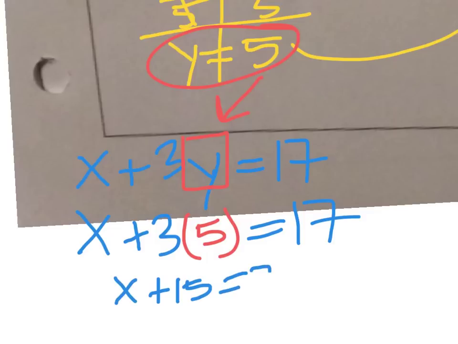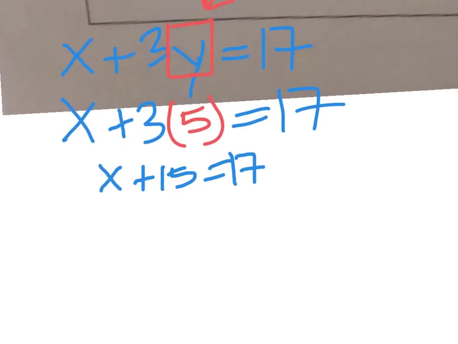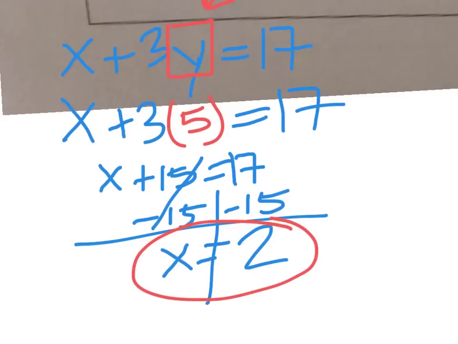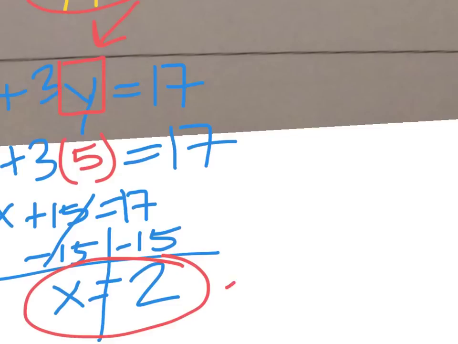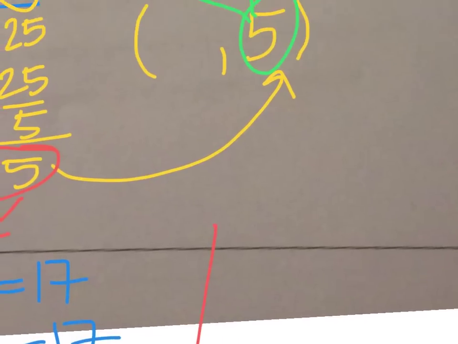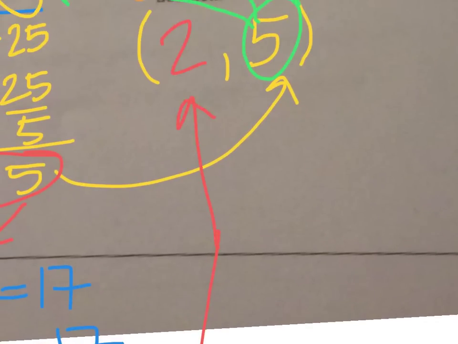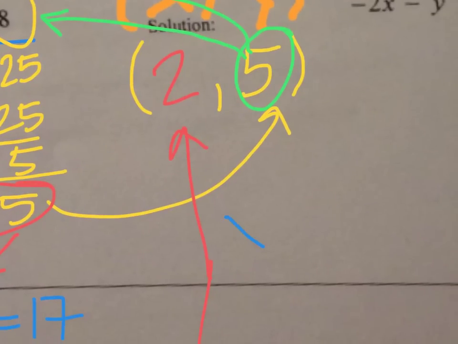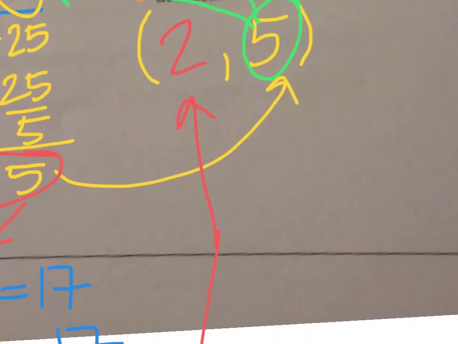Bring down your x, bring down your equals 17, and then solve for x. So subtract 15 on both sides. The 15's cancel out. We bring down the x, bring down the equal sign, and 17 minus 15 is 2. So this is now the x value of our solution. So we go back up here, and we put 2 in our x value of our point. So our final answer is 2 for the x value. Let me rewrite that. So our final answer is 2, 5.